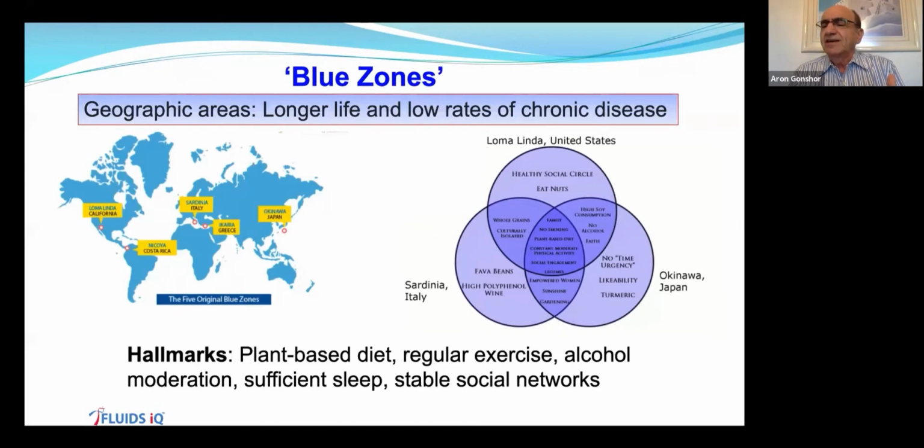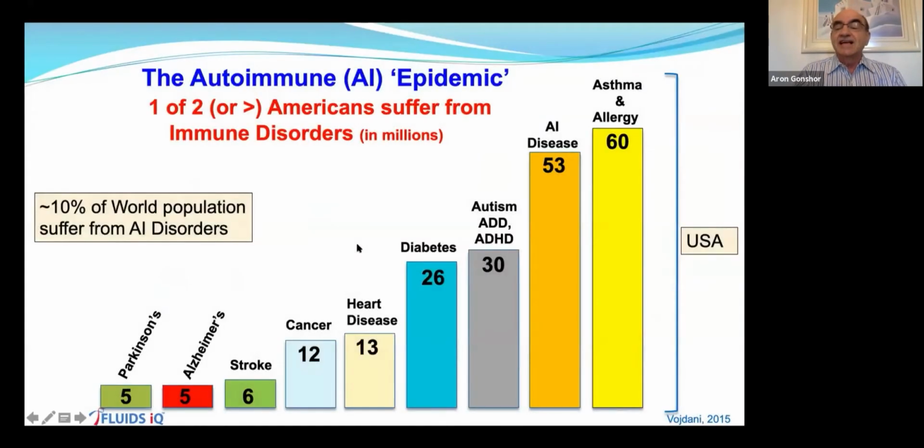So what are we talking about when we begin to discuss this? Well, one of the things that we need to understand is the autoimmune epidemic, because the antithesis of the blue zones is what we are seeing today, definitely in North America. And that is what one could really describe as an epidemic, because we know that 1 in 2, maybe even greater amounts of Americans, are suffering from some kind of immune disorder.